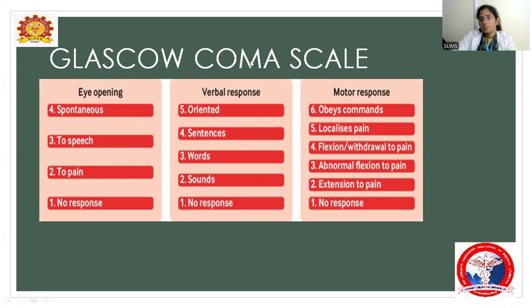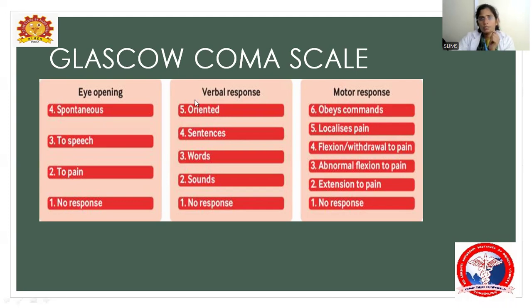Okay. So verbal response also, we can classify it as 5. So V5 is... if the patient is intubated, you always have to write the verbal response as VT. That is, we cannot assess the verbal response because the patient is intubated.